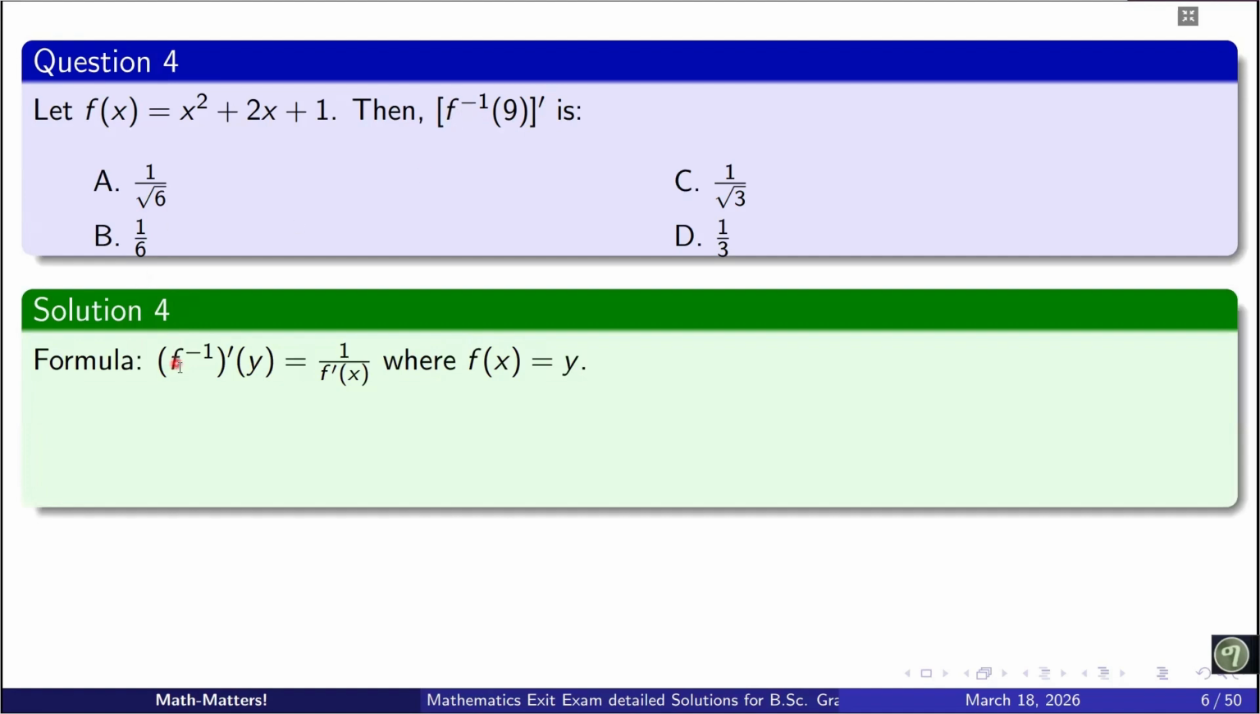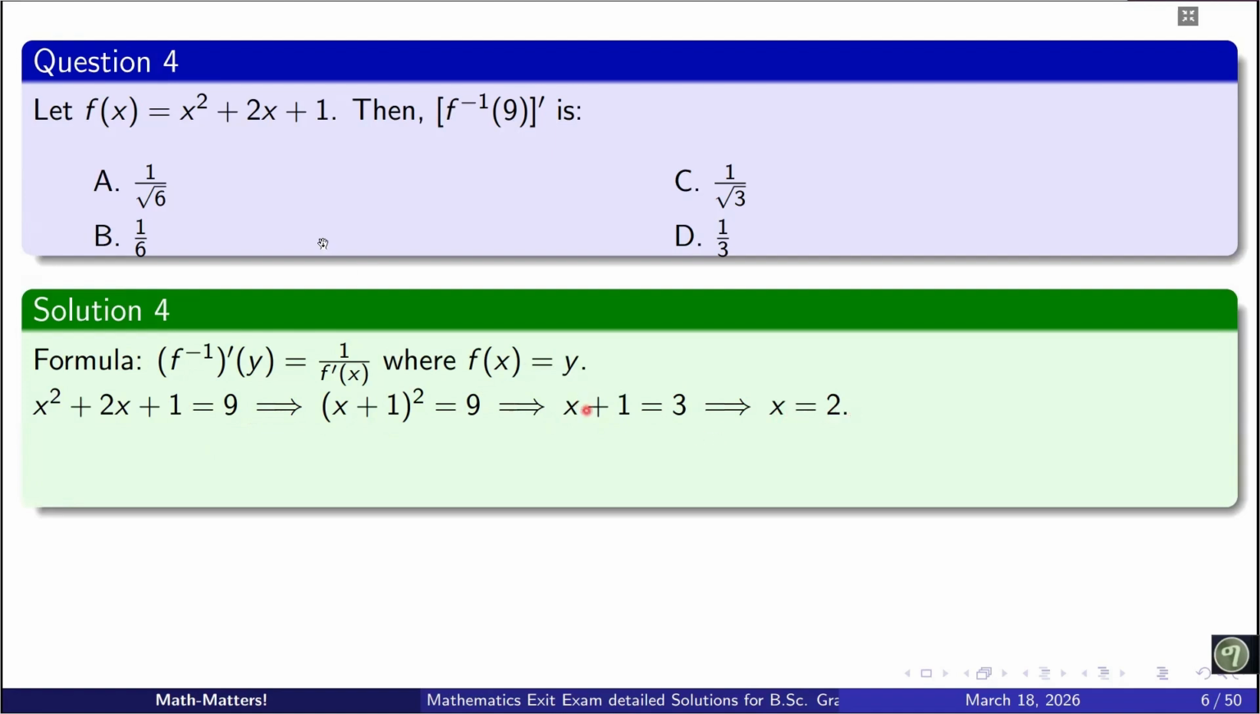Do you remember? The derivative of f inverse at y is exactly equal to 1 over the derivative of f at x, whenever f of x is equal to y. Therefore, x squared plus 2x plus 1 is equal to 9. This implies x plus 1, which is a perfect trinomial, x plus 1 squared is equal to 9. This implies x plus 1 is equal to 3. That means the value of x here is 2.